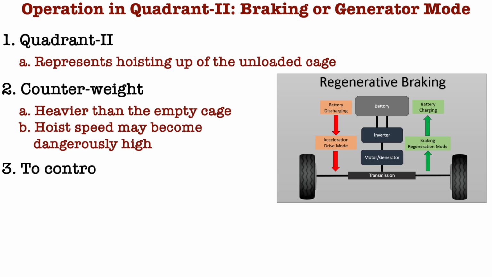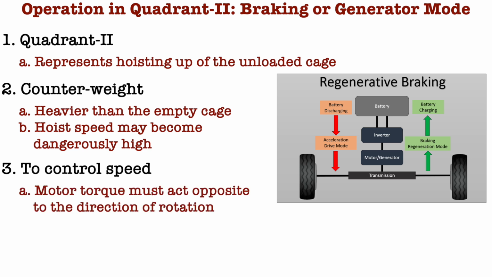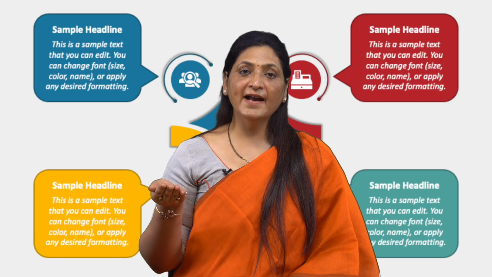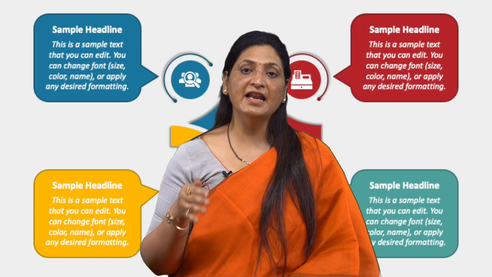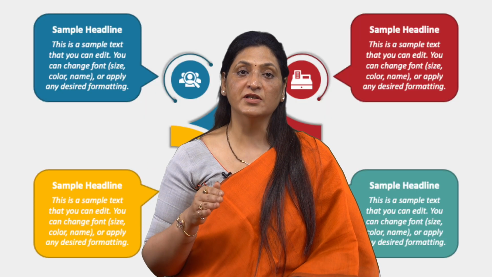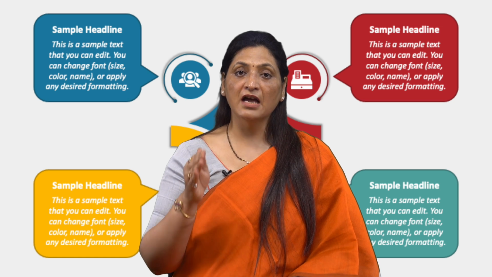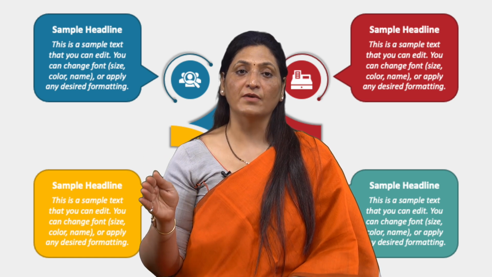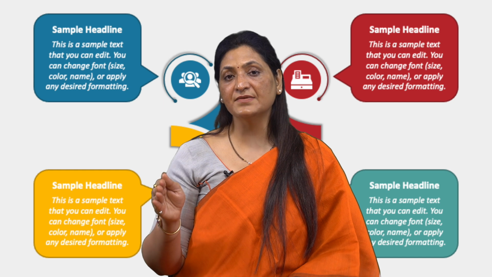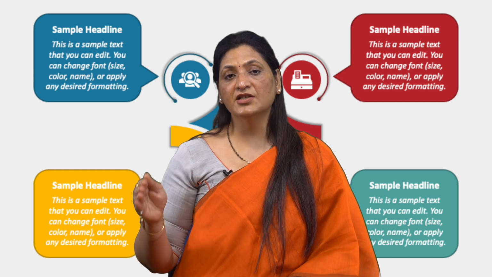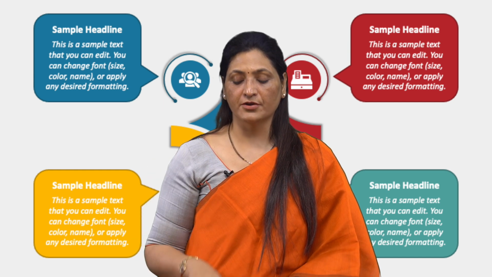In order to avoid this, the motor torque must act in a direction opposite to that of rotation. That is, the motor should switch over to braking or generator regime. Note that Tm will have a negative sign and speed still has a positive sign, being forwards, upwards and counterclockwise. Thus, power has a negative sign corresponding to the generating or braking operation.